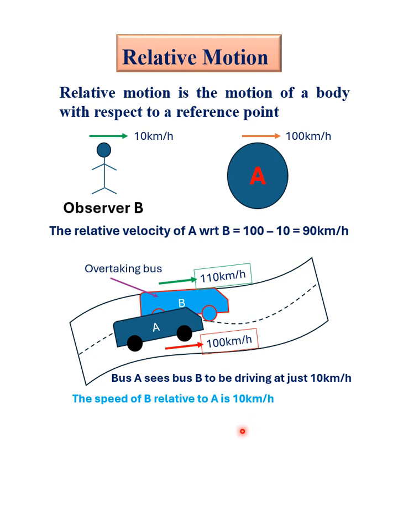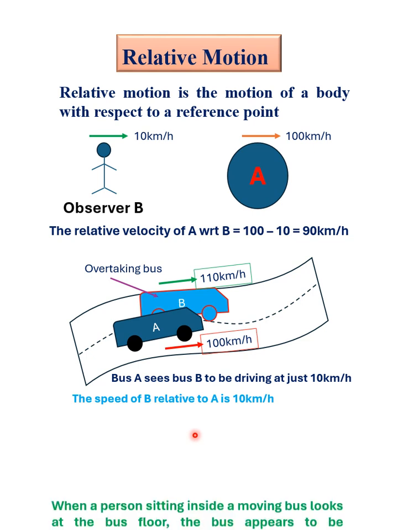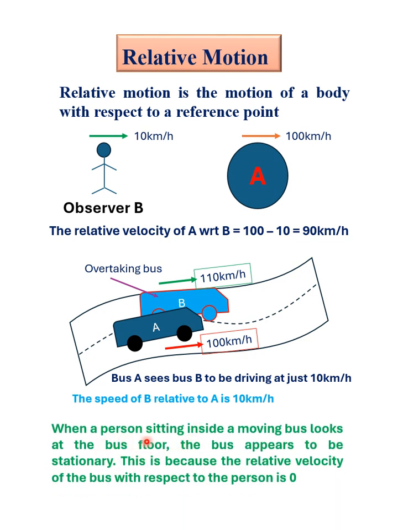Lastly, if you are seated in a bus and you look at the floor of the bus, it will appear as though the floor is not moving. The reason is that you are moving at the same speed as the bus. So it appears as though the floor is not moving because both of you have the same speed that cancels each other. So we can conclude that when a person sitting inside a moving bus looks at the bus floor, the floor appears to be stationary. This is because the relative velocity of the bus with respect to the person is zero.